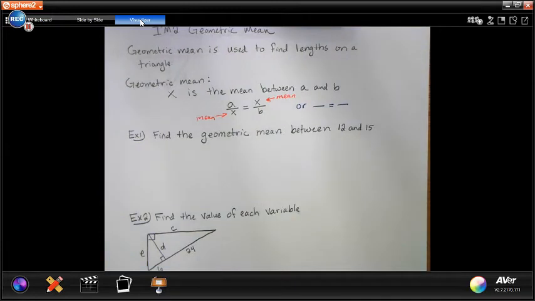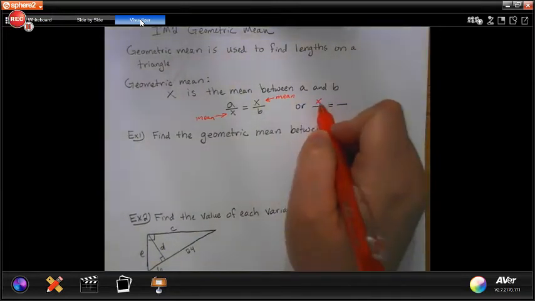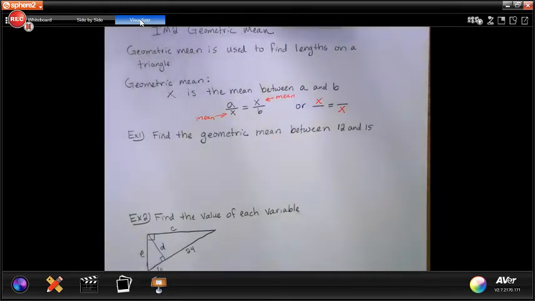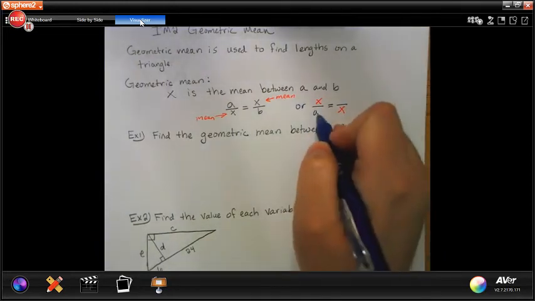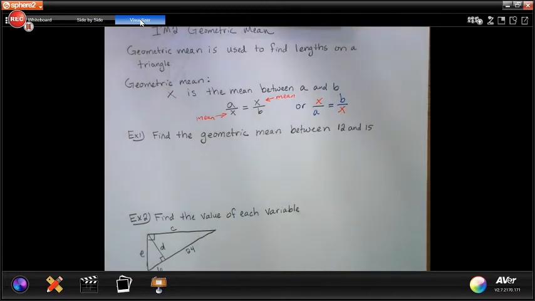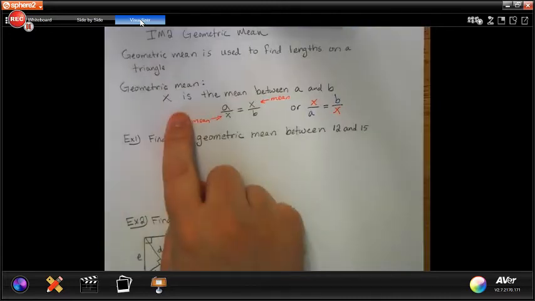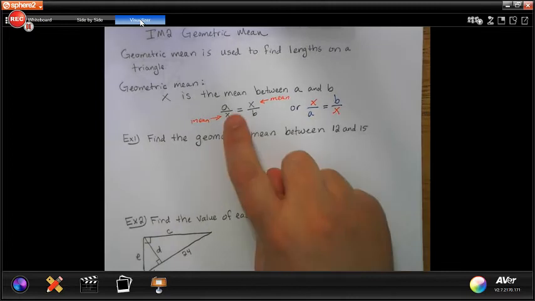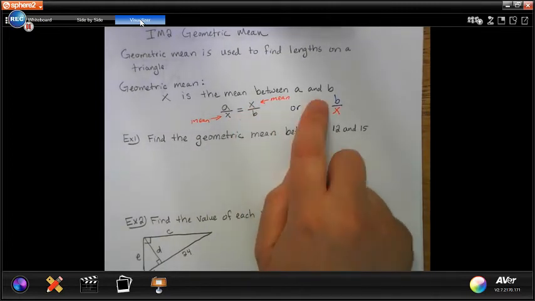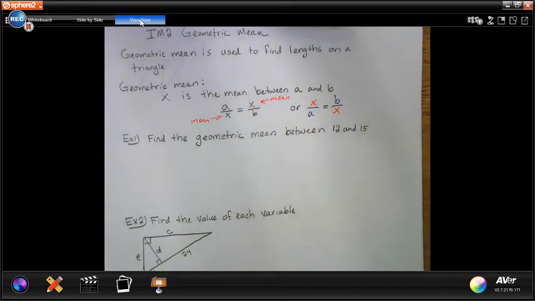You have two fractions on either side of an equal sign. You can have X be here, and you could put A and B in those two spots, as long as whatever your mean, your double number that gets written twice, goes diagonal to itself. And then what you're going to do is cross multiply and solve.